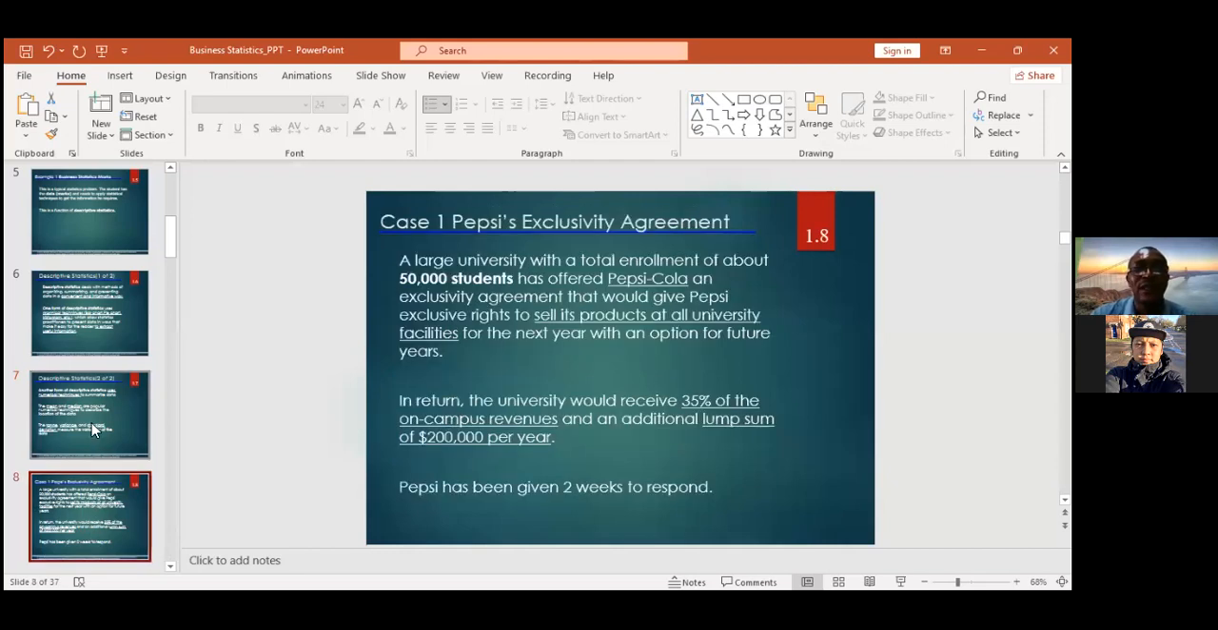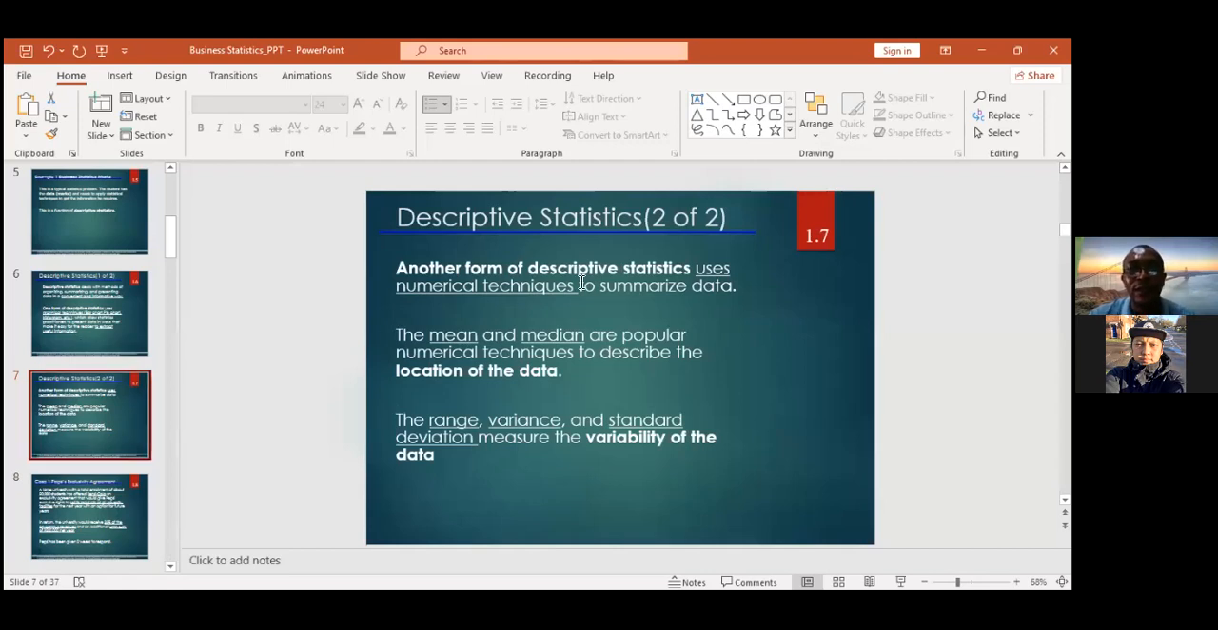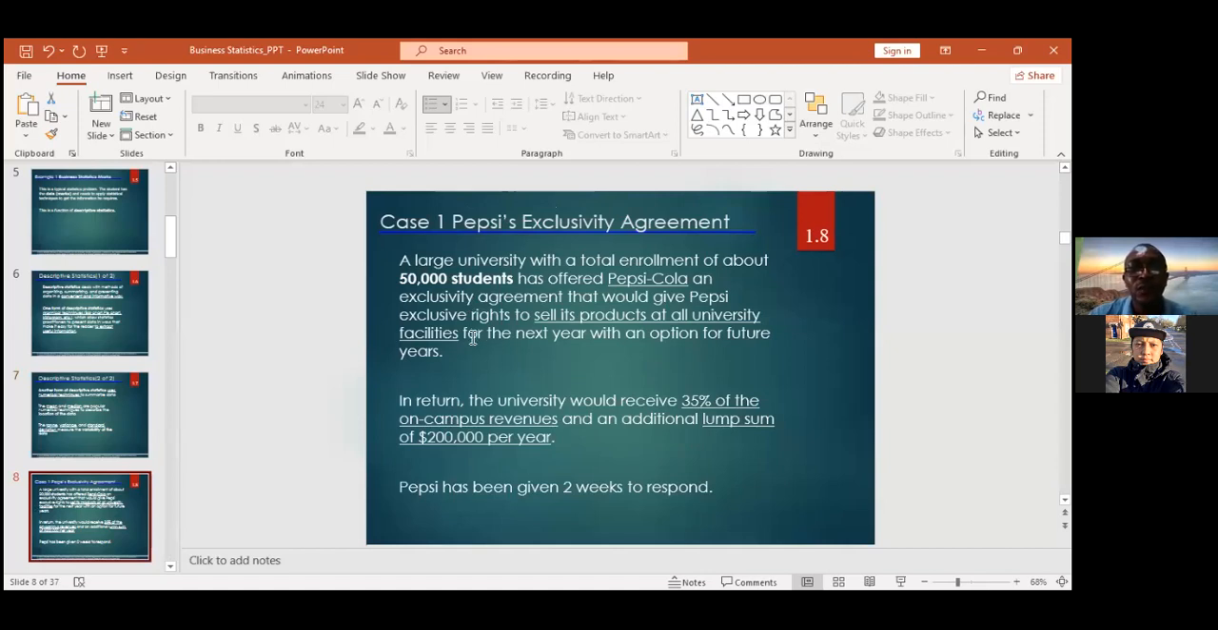So let's look at this case study. Okay, another form of descriptive, we have covered this. Let's look at this case study. This is an example of how statistics can help business. So let's look at the case of Pepsi.